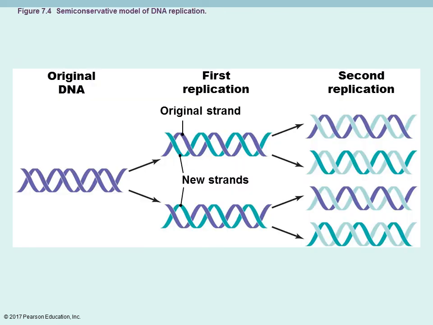This diagram is just showing that idea of the semi-conservative model. If the original one is purple, when it separates, each strand can be used as a template to make new strands, which would be that darker green turquoise color, and it's going to stay with that original parent that was used as a template. So that original strand, you can see, is going to continue on and remain.